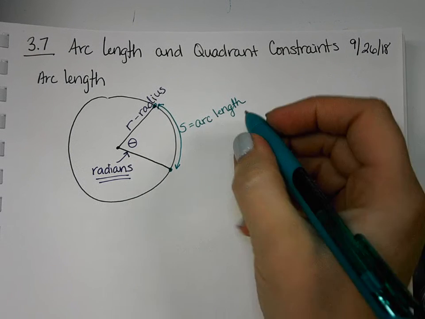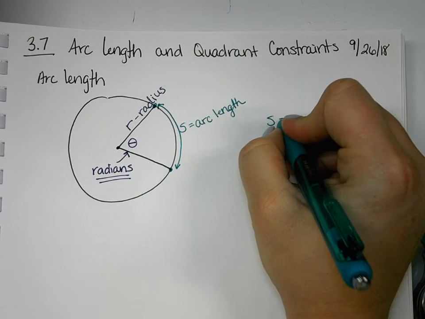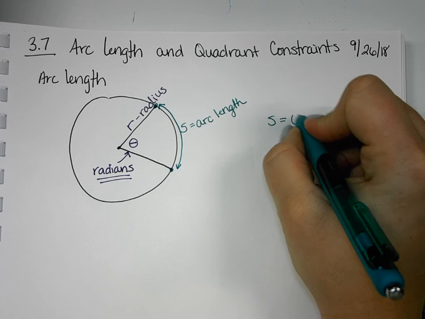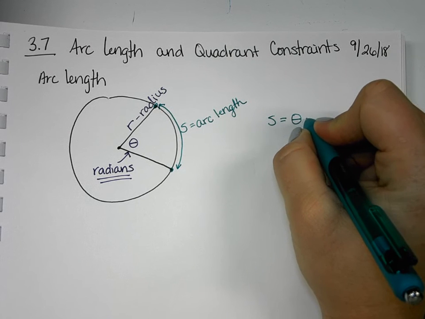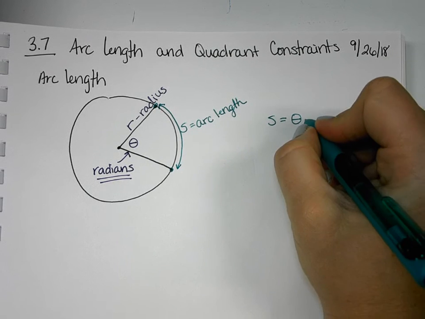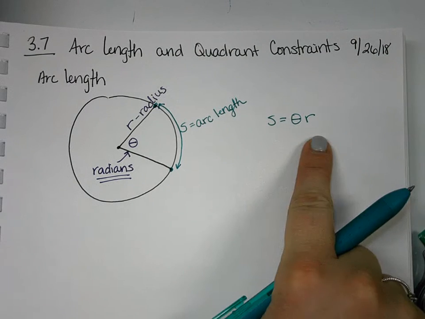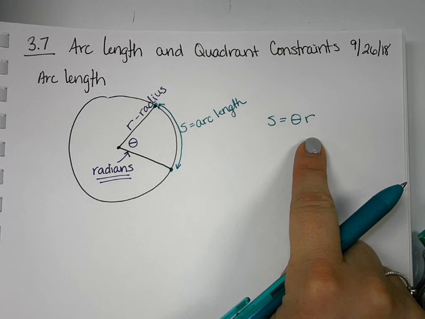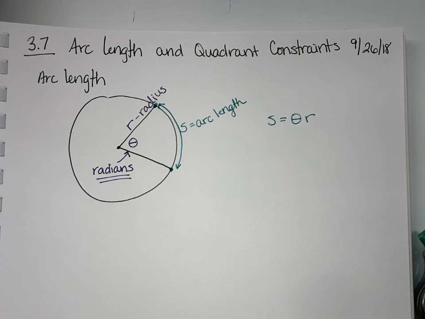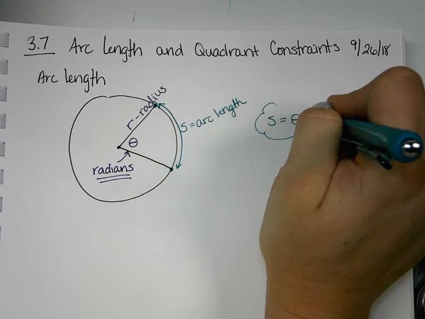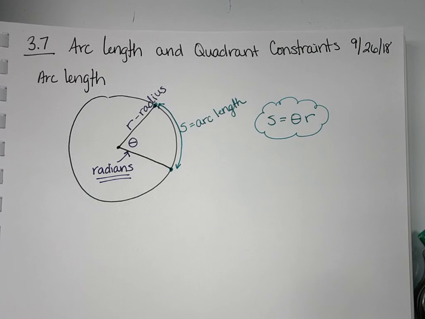So our arc length formula is S, the arc length, equals theta, the measure of the angle in radians, times our radius. So we like to remember it as SOR, S, something that looks like an O, R. So S equals theta times R. This is a formula you have to have memorized. However you like to memorize it, we always say SOR, use the SOR formula. S equals theta times R.